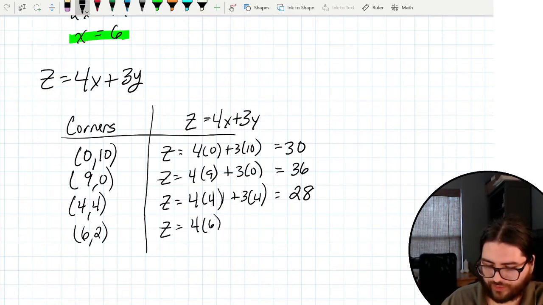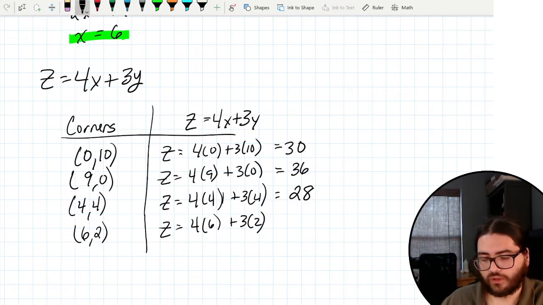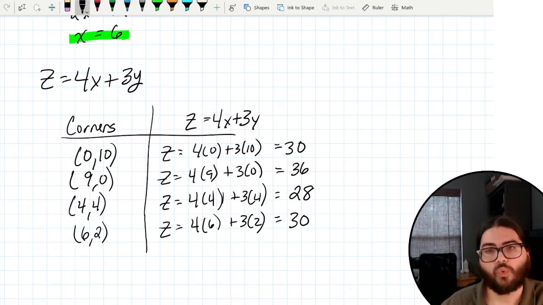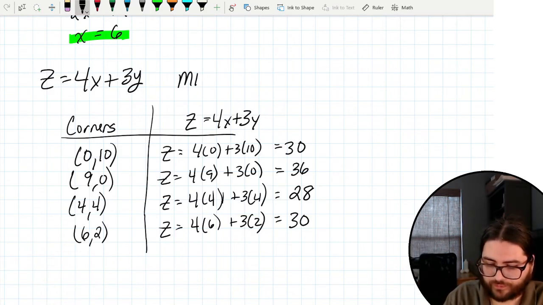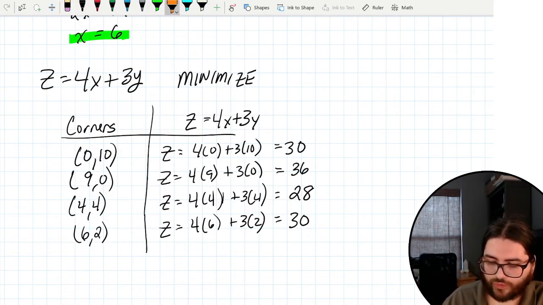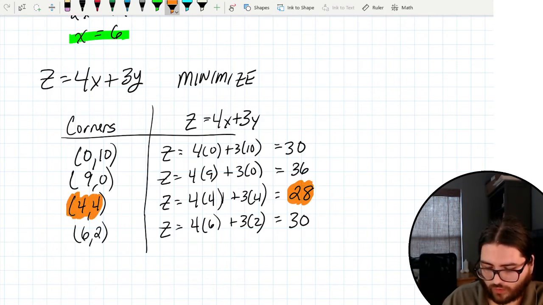4 times 6 plus 3 times 2. That's 24 plus 6, or 30. And remember, I'm looking to minimize this value. The minimum value of z looks to be right here, at this corner point, 4, 4.